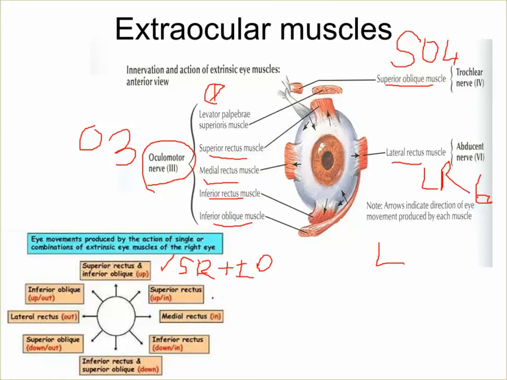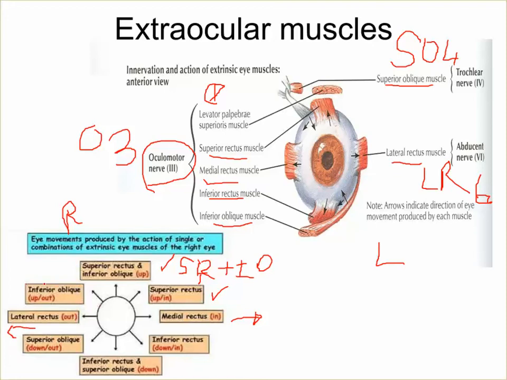Okay, and superior rectus will also allow up and in movement. The medial rectus will help in inwards movement. This diagram is given related to the right eye. And the lateral rectus will help in outward movement, or abduction.